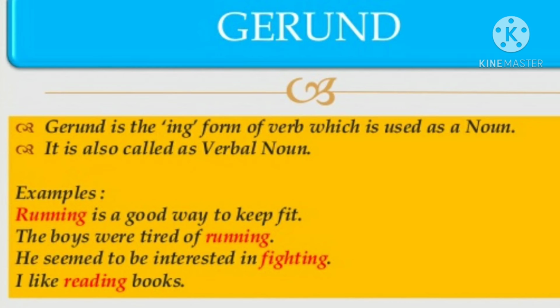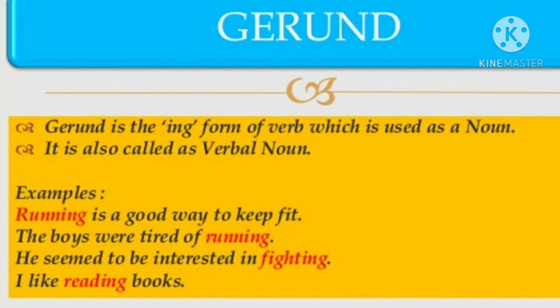How? Actually, as both gerund and infinitive have the force of a noun and a verb, it can be used as a noun and also as a verb. Means I am teaching. There itself teaching is a verb. Teaching is my profession. So teaching in this sentence becomes a noun. Understood? So let us see some examples. Running is a good way to keep fit. The boys were tired of running. He seemed to be interested in fighting. I like reading books.